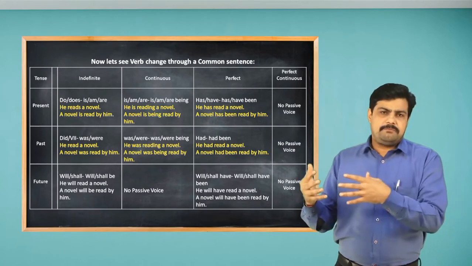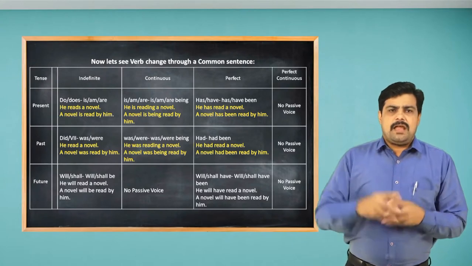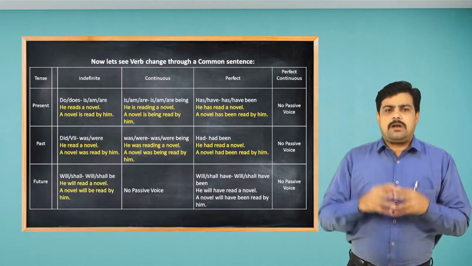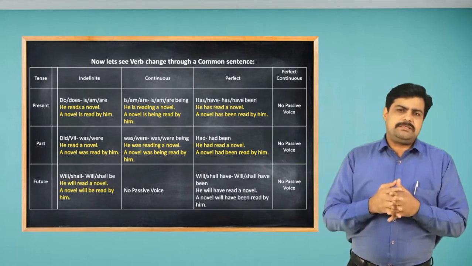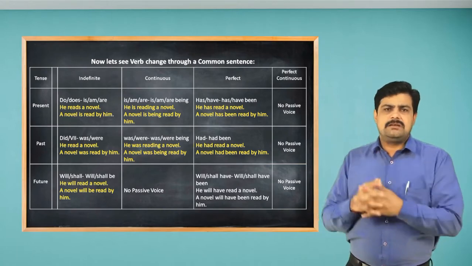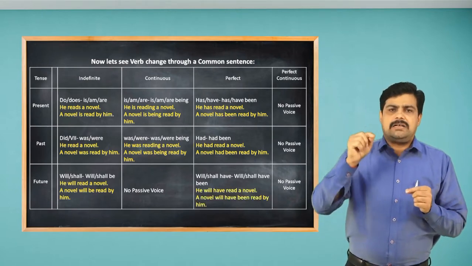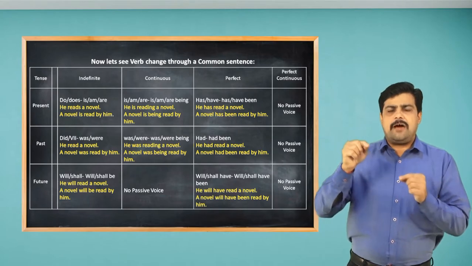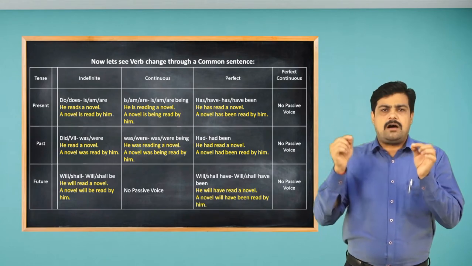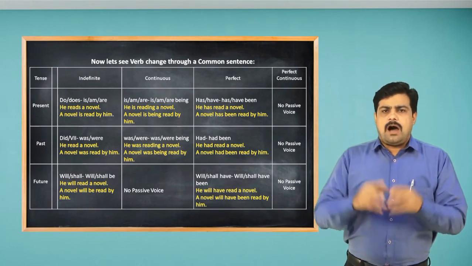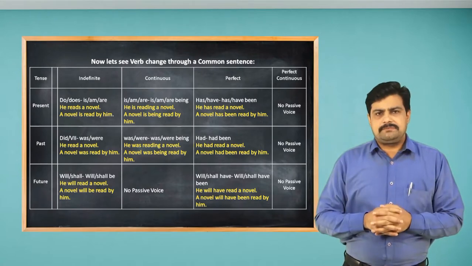a novel had been read by him. Let's take the future indefinite tense. He will read a novel: a novel will be read by him. And in future continuous we have no passive voice. Let's take the future perfect tense. Will, shall, have are changed into will, shall, have been. Now see the sentence. He will have read a novel. A novel will have been read by him is the passive voice.